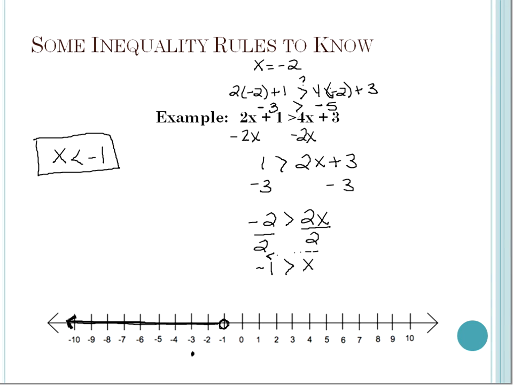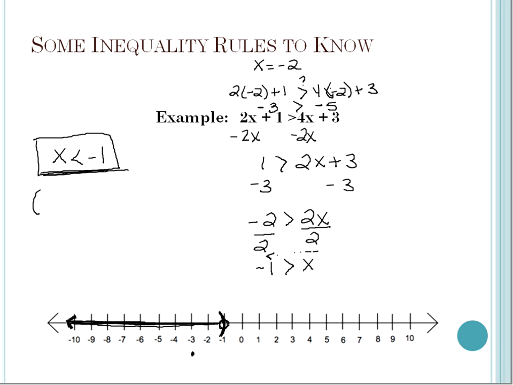Some people prefer, instead of that open circle, they put a parenthesis indicating the same thing, that I'm going to go all the way up to but not including negative 1, and kind of give me all my choices that I can pick along my number line. I could also write this in what we call interval notation. So I'm going to give someone a moment to think about how they might write this in interval notation, that x is less than negative 1.